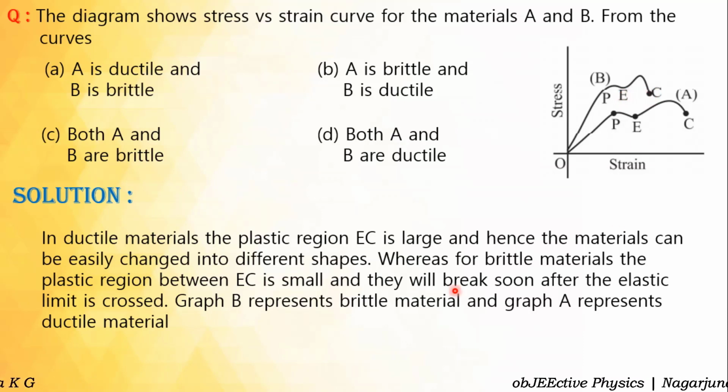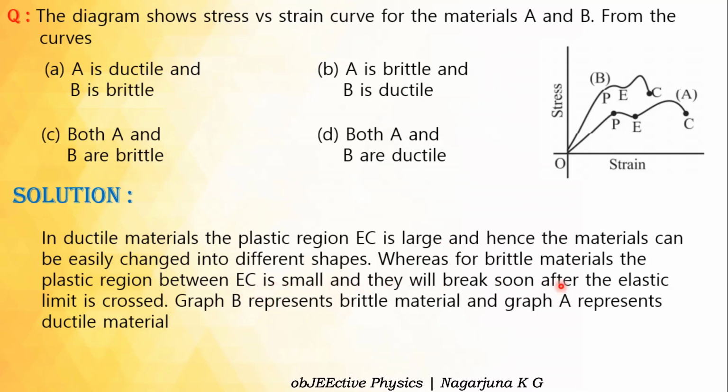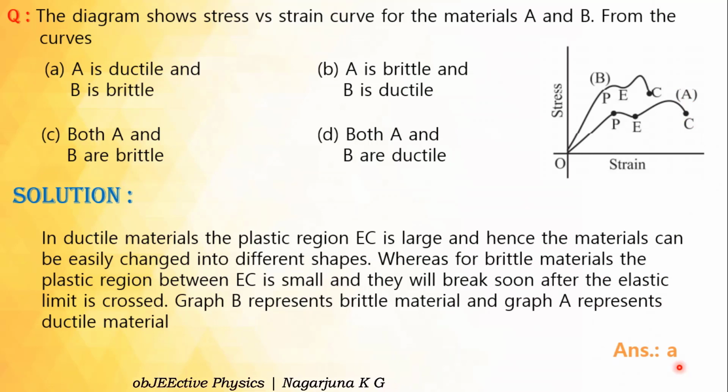So as per the theory given in the solution, if EC is large, that is distance between E and C is large, the material comes under the plastic family, plastic material. Or if distance between E and C is small, it is brittle material. So as per the theory behind the stress strain curve, our answer is option A. That is, A is ductile and B is brittle.